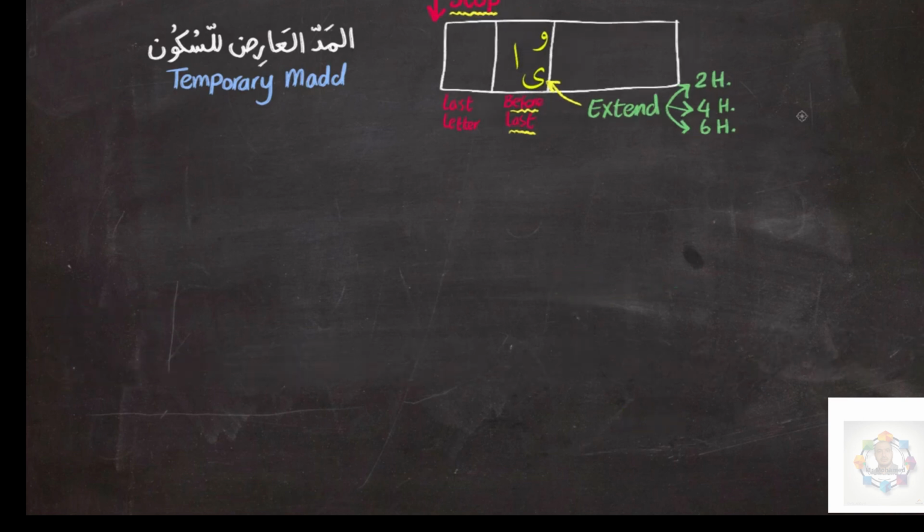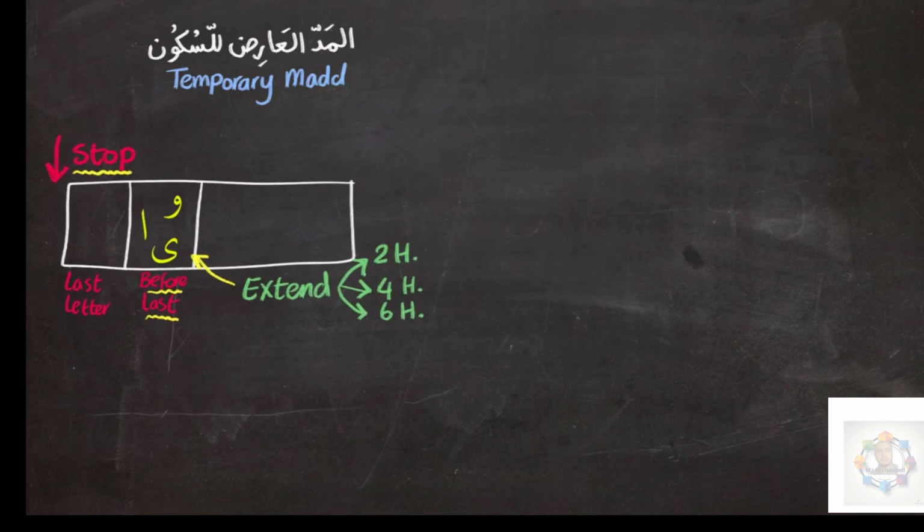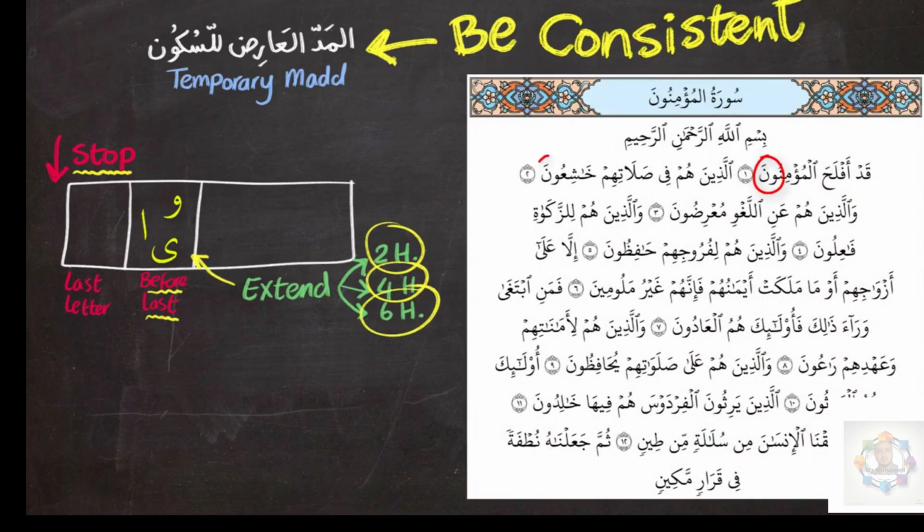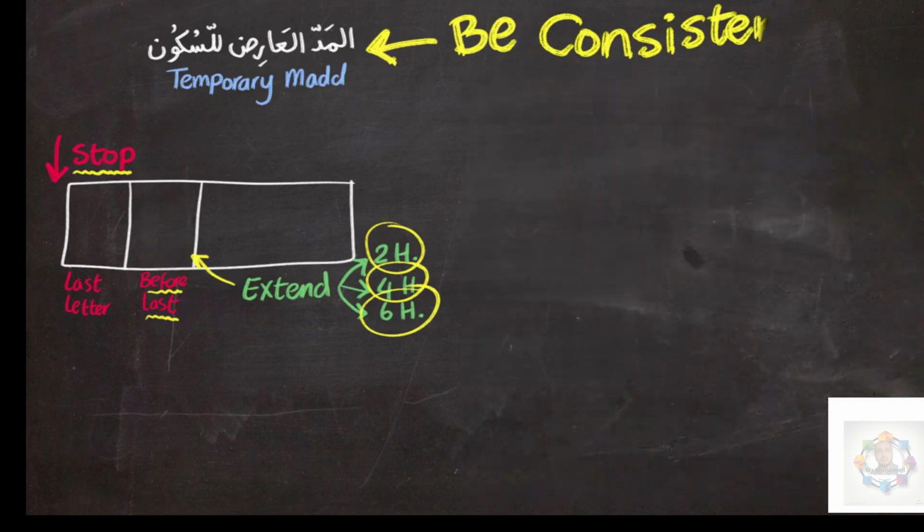Finally, you have to remember that al-mad al-'arid lis-sukun has to be consistent in your recitation. This means that if you made the choice of extending the temporary med for 2, 4, or 6 harakat, you'll have to stick with your choice until the end of your recitation, meaning that if you choose 2 harakat, then you would use 2 harakat for all the temporary med in the entire recitation. And if you choose 4 harakat for the temporary med, then you will have to use 4 harakat for the entire recitation for the temporary med.